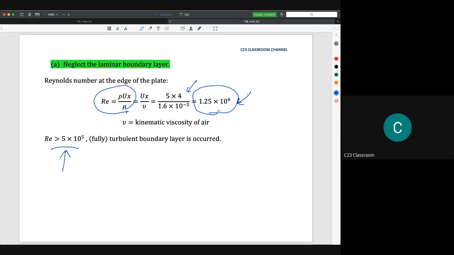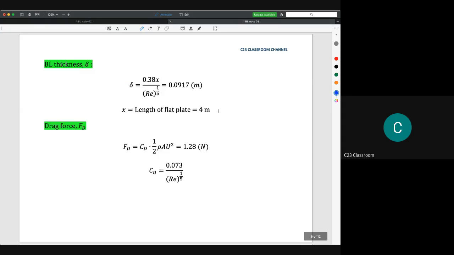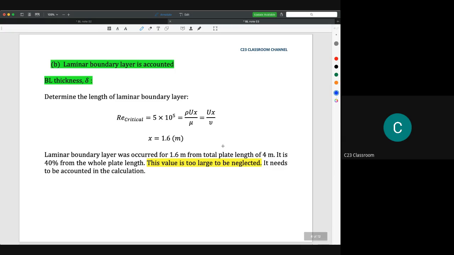So we have the right to say that it is okay not to calculate the laminar boundary layer, because the Reynolds number is over the limit of a laminar boundary layer. Now we assume it is a fully turbulent boundary layer. According to the 1/7 power law, we could calculate the boundary layer thickness: delta is 0.38x over Reynolds number to the power of 1/5. We get around 0.0917 meter. Then we could calculate the drag force using this equation, which was calculated previously using y over delta to the power of 1/7. We get around 1.28 Newton. Okay, so it's straightforward. Later on, we will compare our calculation.